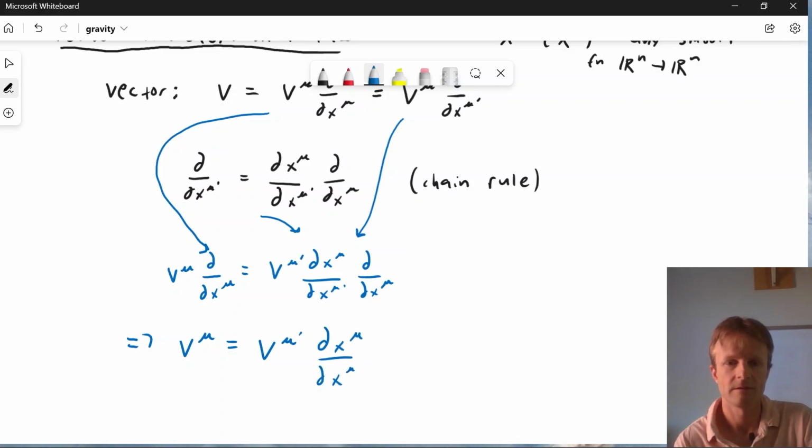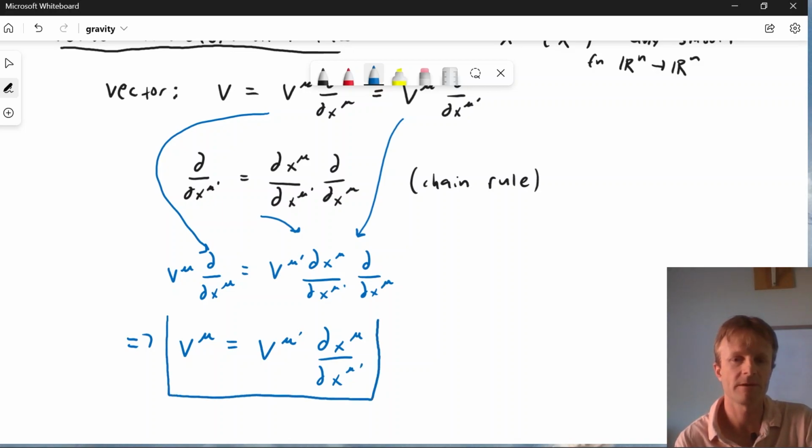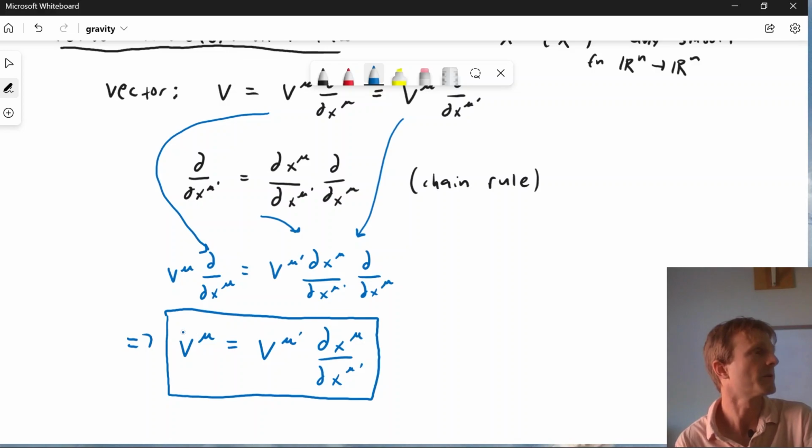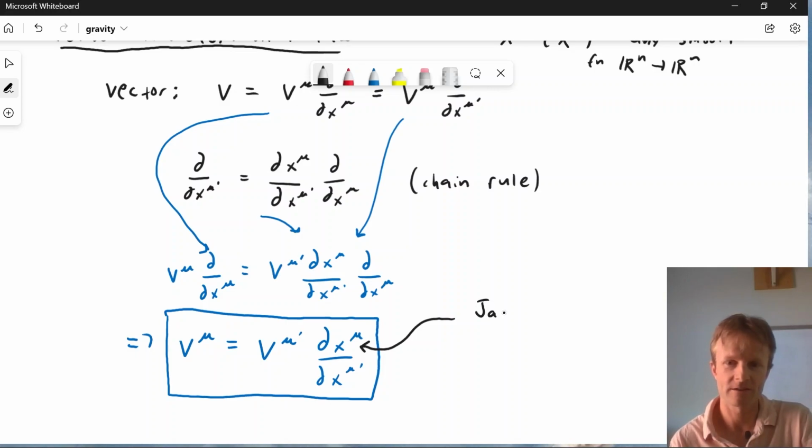V mu is v mu prime dx mu by dx mu prime. This is the transformation law for the components of a vector. If you have the components of a vector in one coordinate basis, v mu prime, associated with one coordinate system, x mu prime, you get the components in another coordinate system by this, looks kind of like a matrix multiplication. And, well, it is a matrix multiplication. Does anyone recognize what matrix this is? Jacobian. Jacobian matrix, exactly.